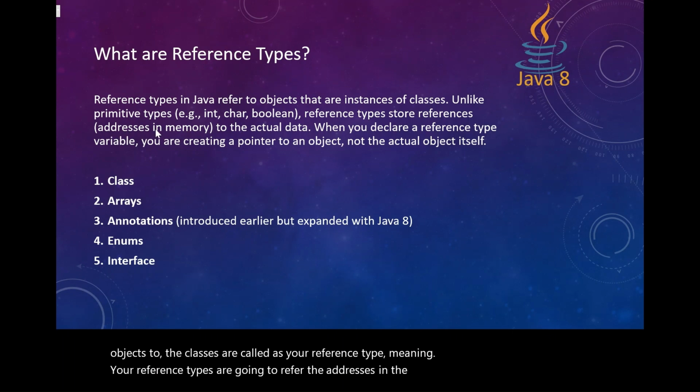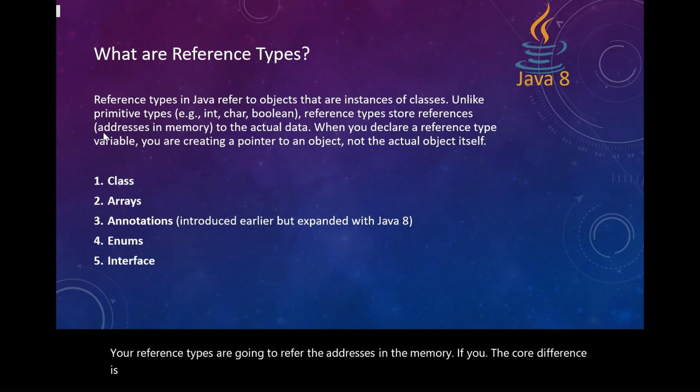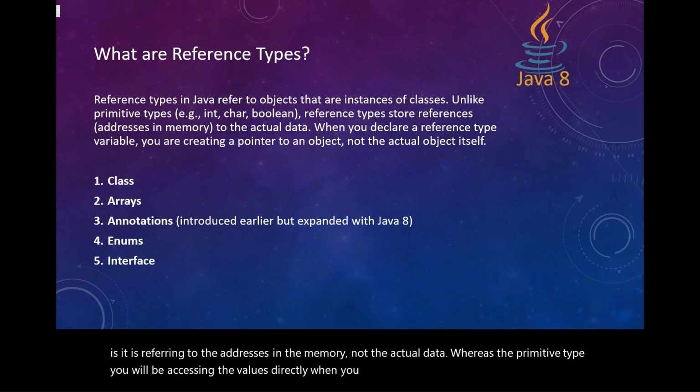The core difference is that a reference type refers to the addresses in memory, not the actual data, whereas with a primitive type you access the values directly. When you declare a reference type variable, you are creating a pointer to an object.